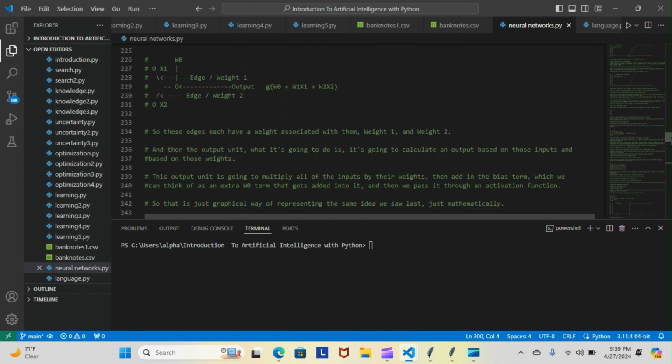So these edges each have a weight associated with them, weight 1 and weight 2, like I just said. And then the output unit is going to calculate an output based on those inputs and based on those weights. This output unit is going to multiply all of the inputs by their weights and then add in the bias term, which we can think of as an extra w0 term that gets added into it. And then we pass it through an activation function, like I just explained to you. So we have our two inputs connected to the output by the edges. The edges both have weights, weight 1 and weight 2, and then we have our bias, weight 0, passed through the activation function, which is represented by g. And g, the activation function, is the one that actually calculates all of this for us and gives us this output here.